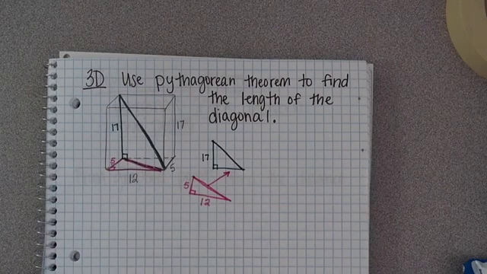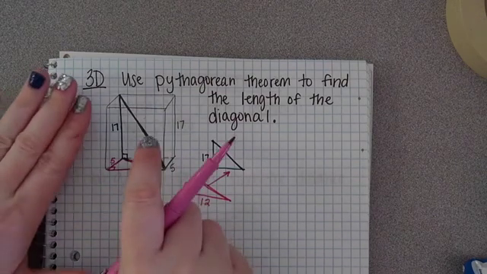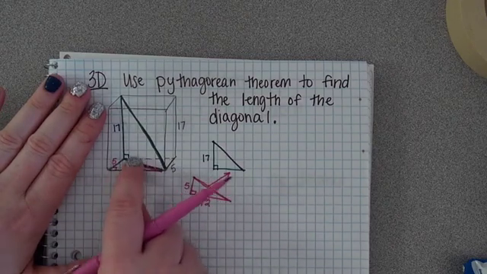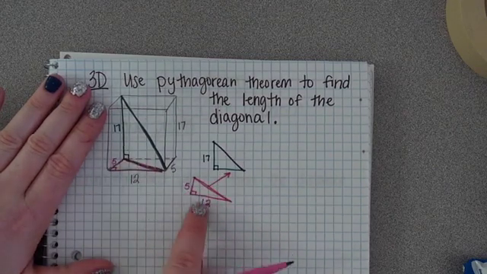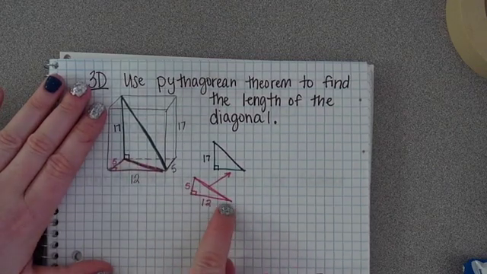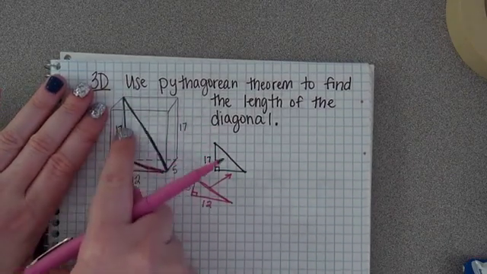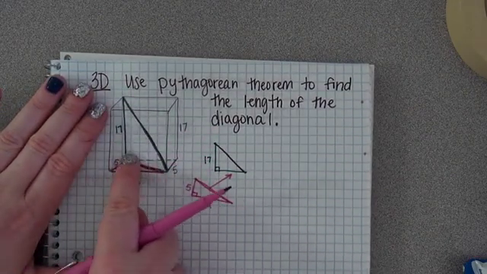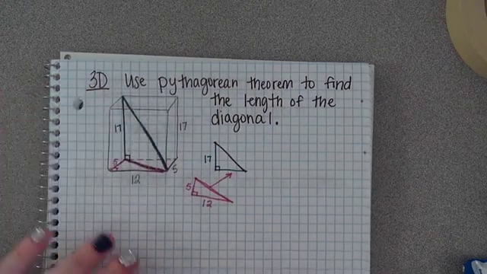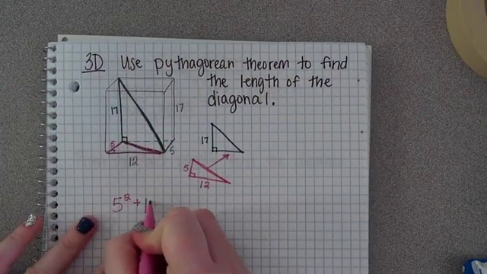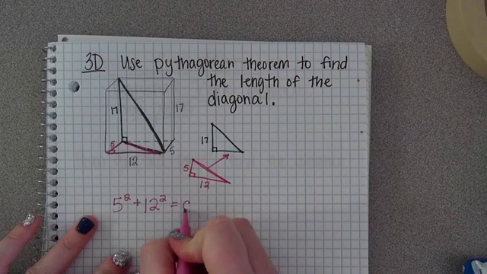Okay, so again, I know 3D problems are hard, but you just kind of have to look at it and take it in slices. We can see that triangle that's right there, and that's the 5 by 12 triangle. But we're trying to find the hypotenuse of this triangle that you see right there. So we're going to do Pythagorean theorem. 5 squared plus 12 squared equals c squared.